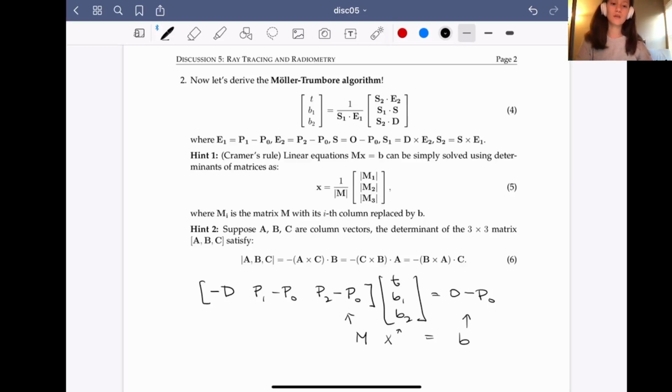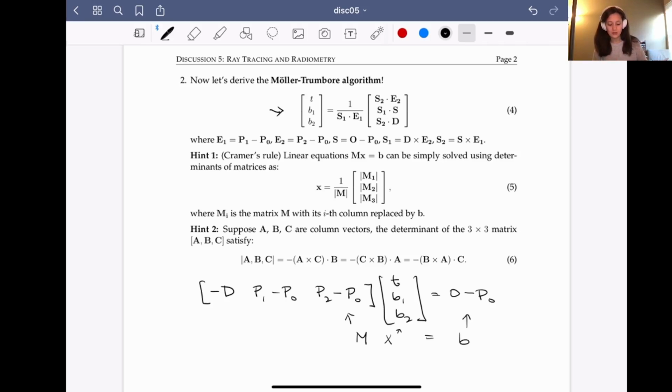Okay, so now that we have derived an equation for a right triangle intersection, we are going to derive the Möller-Trumbore algorithm, which is right here. It's a more efficient version of this right triangle intersection. So it does exactly the same thing, just with less computation, so that this procedure can be done very quickly.